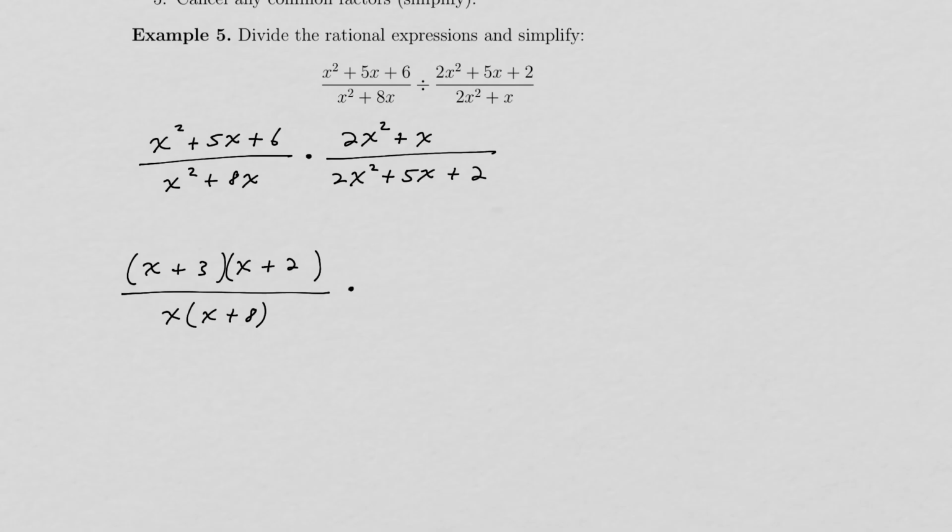For the numerator of the second term, I want to take out the greatest common factor, which is just an x again. So 2x plus 1. And then for the denominator, it's a little harder, right? That's going to be like the AC rule. Let me do that on the side over here.